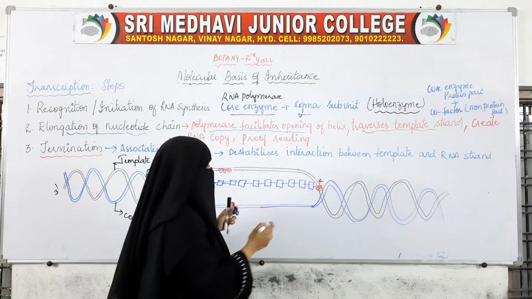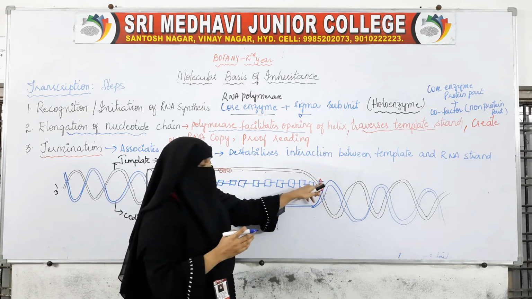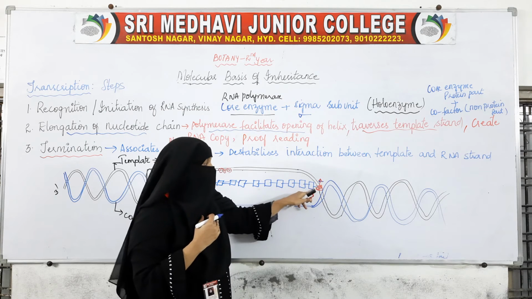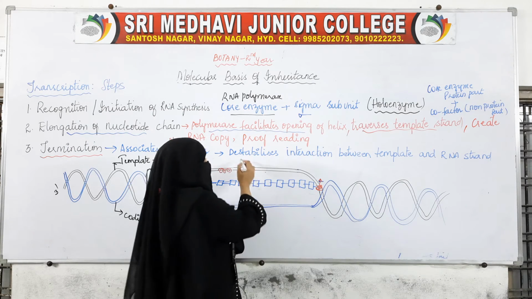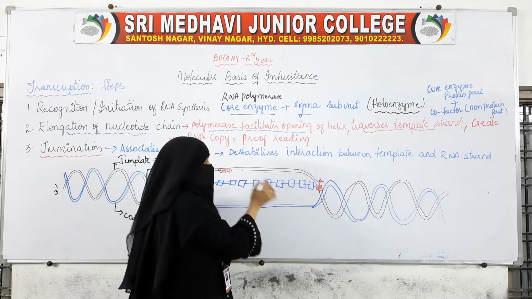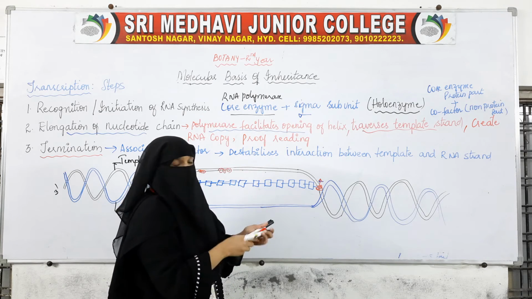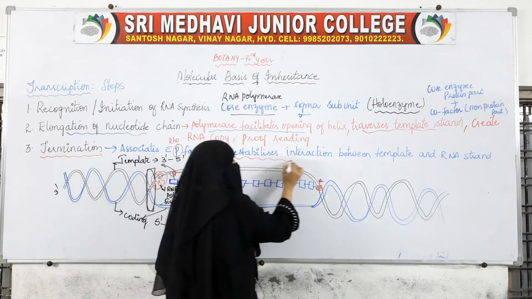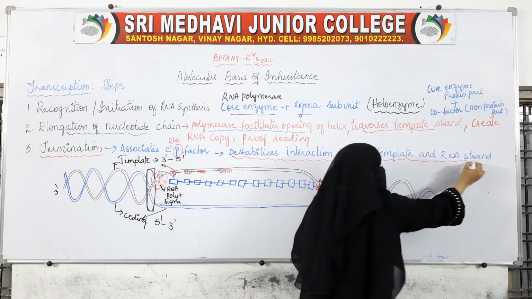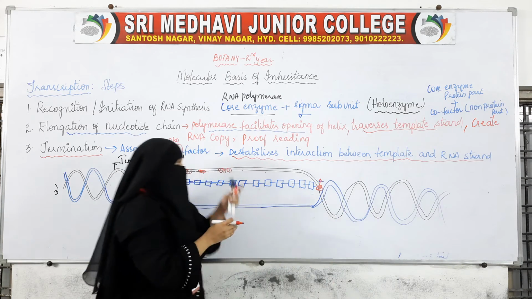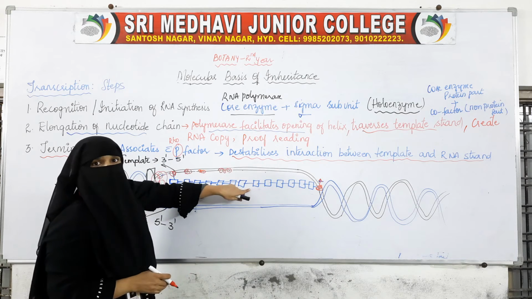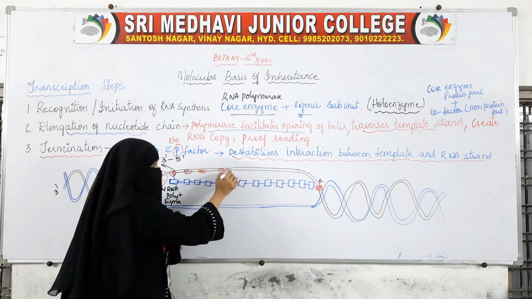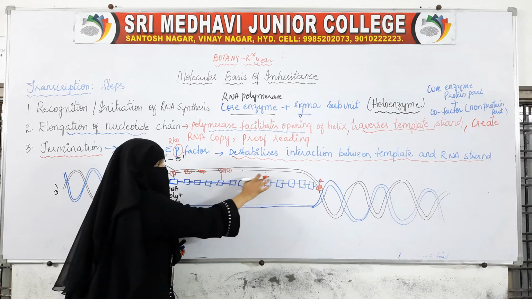After which what happens? As soon as this Rho factor is associated with the polymerase enzyme, this Rho factor destabilizes the interaction between the template strand and the RNA strand. This is the template strand and this is the RNA strand. So a connection is there, and new nucleotides are being formed.